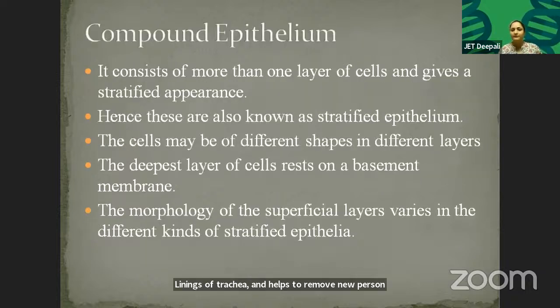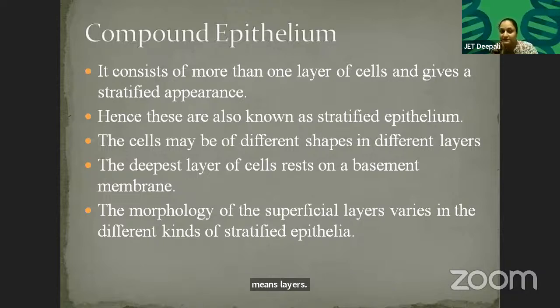Now comes compound epithelium. It consists of more than one layer and gives a stratified appearance. When there is more than one layer, strata. Strata means layers of cells. When there is some kind of layer, you say strata. Strata of soil: there are so many layers of soil. Strata means layers. Hence, these are also known as stratified epithelium. Compound epithelium is also known as stratified epithelium.